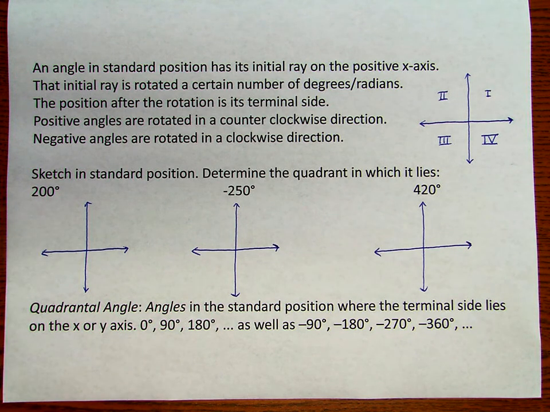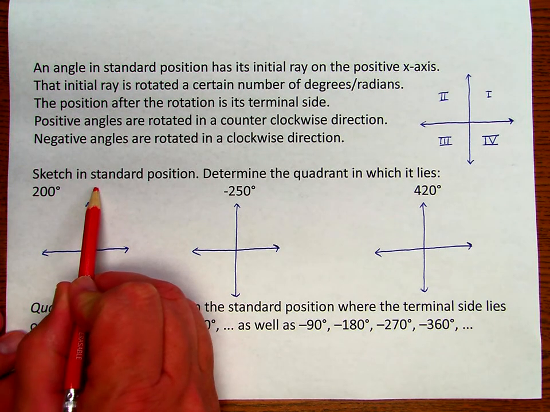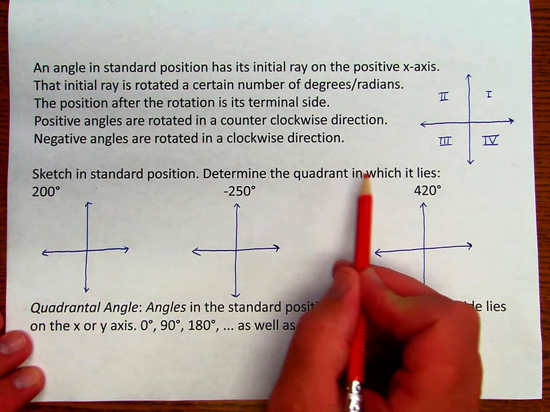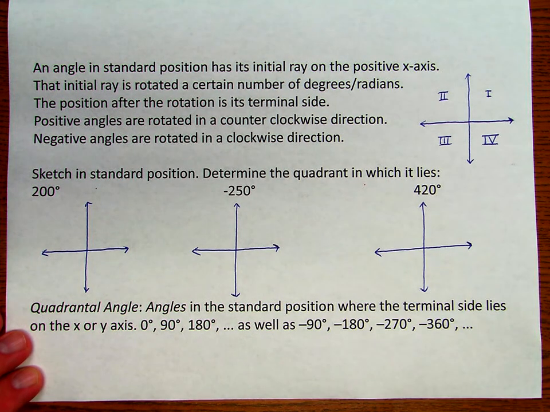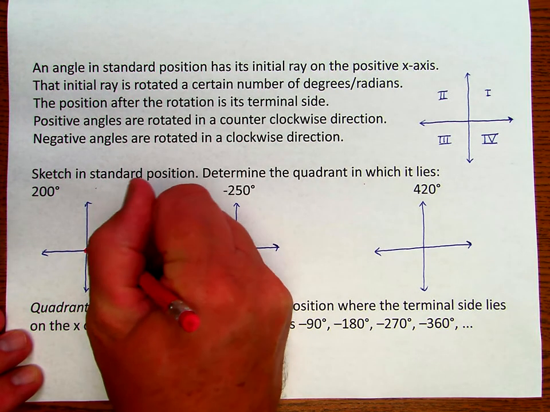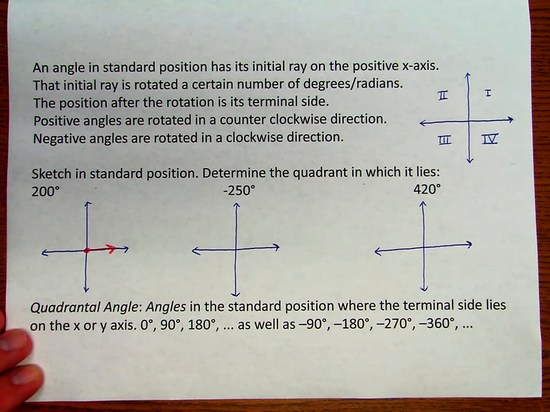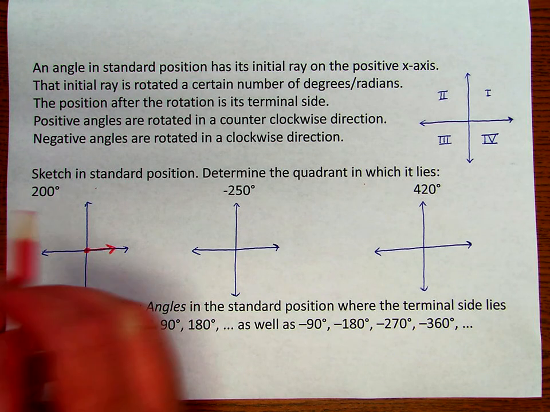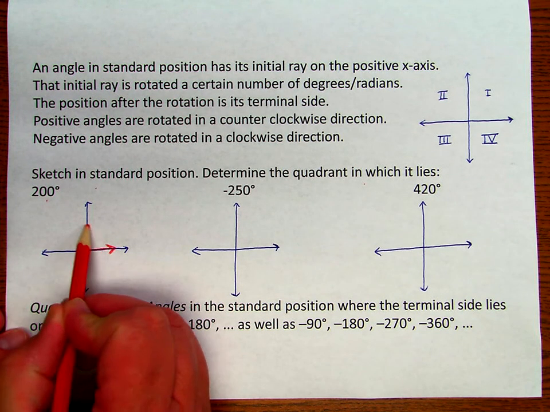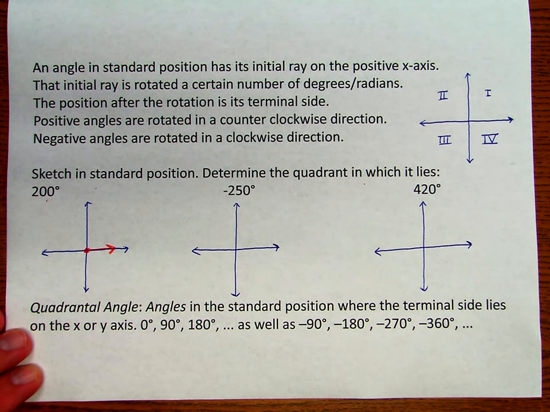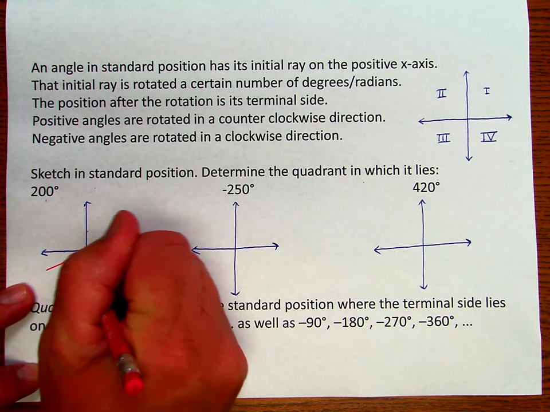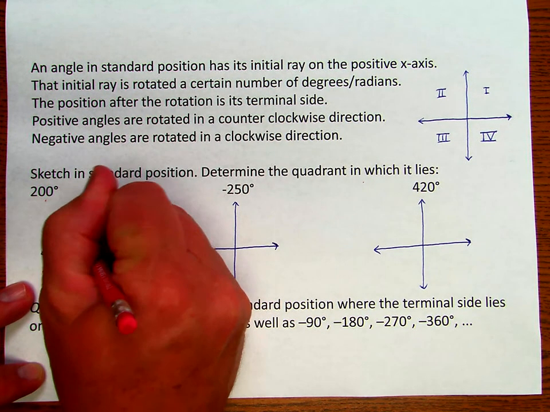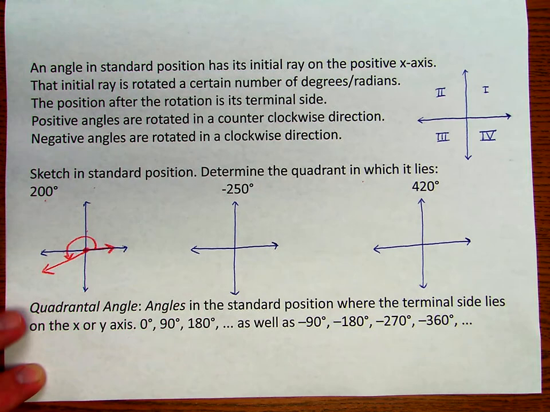So for our first set of examples here, we're sketching in standard position, and we're going to determine what quadrant the angle lies in, or where the terminal side of that angle is. So to be in standard position, we are starting with the positive x-axis or initial ray. That's a positive angle, so we're rotating counterclockwise. That's 90, that's 180, 200 is over here. So what we're going to do is draw a little arrow like that to indicate which way we rotated.